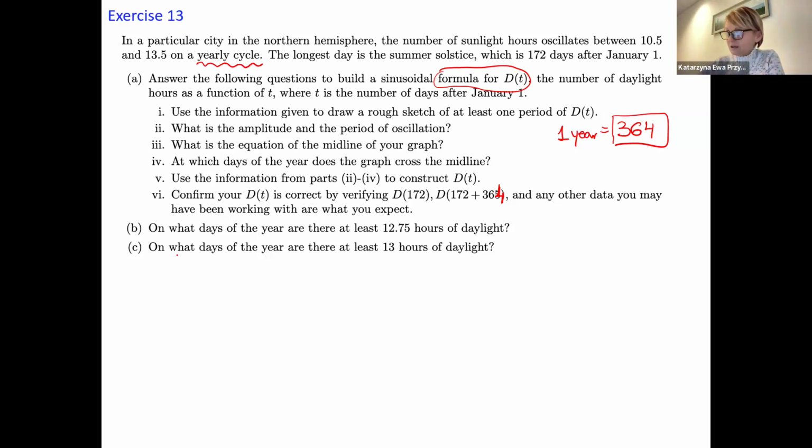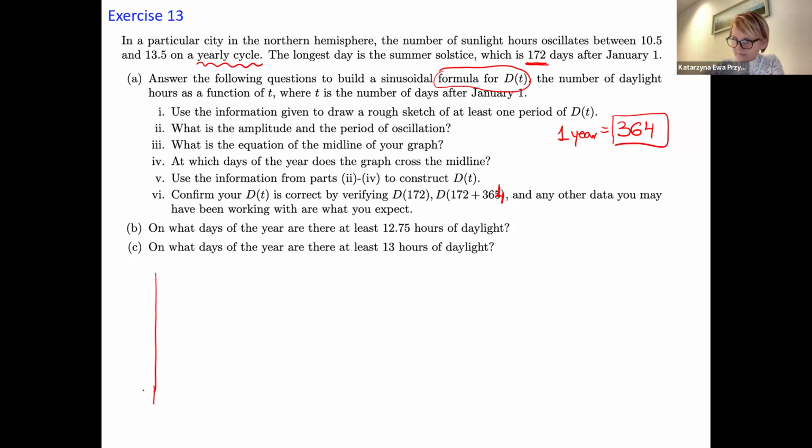We definitely need to answer the following questions to build a sinusoidal model, meaning sine or cosine. Sinusoidal formula for d of t, the number of daylight hours as a function of t, time, where t is the number of days after January 1st. I think we will use cosine anyway, because it will be easier. Then this will be the shift.